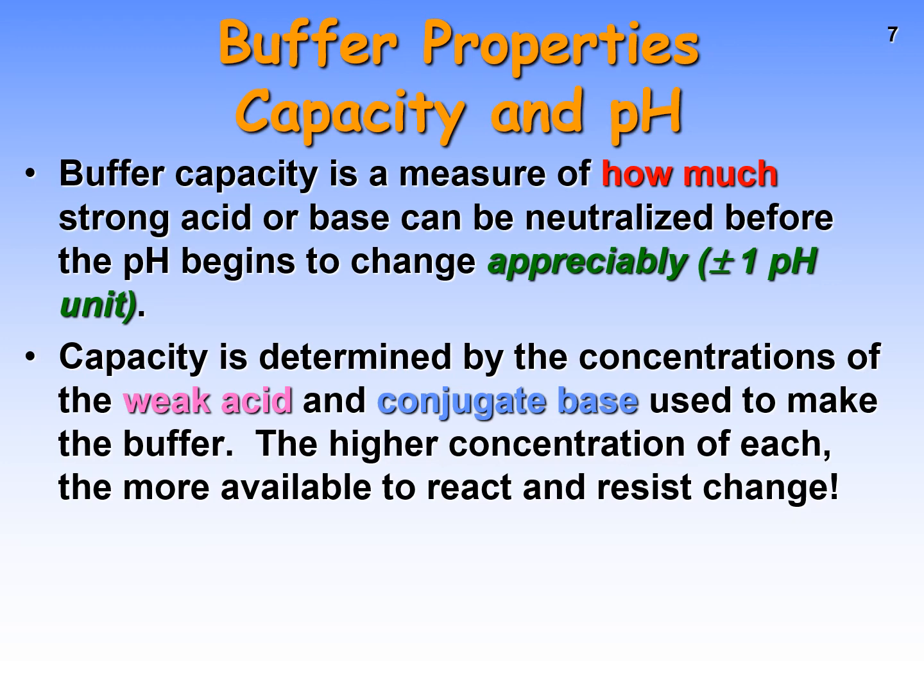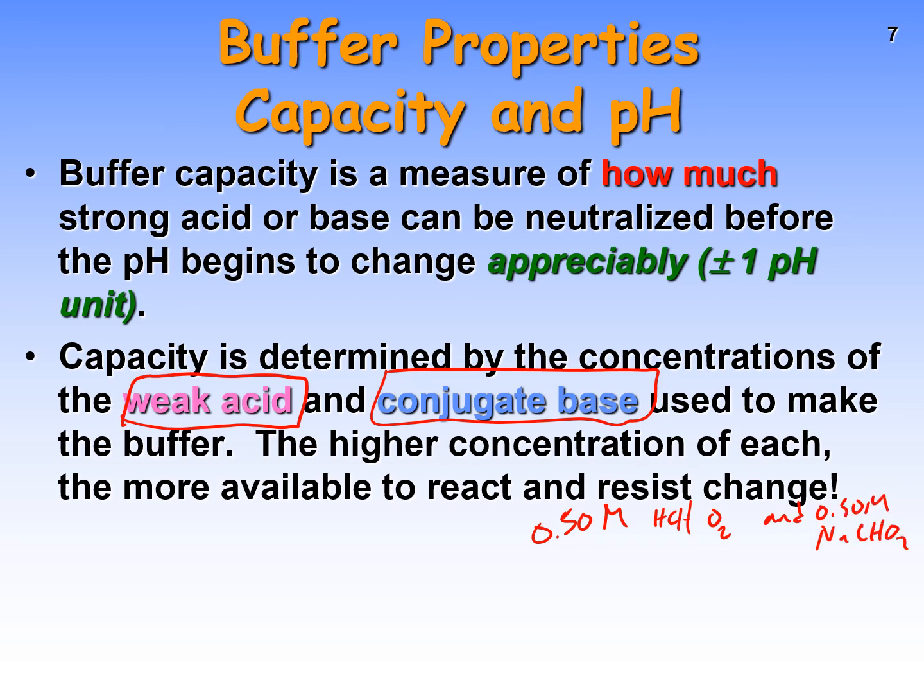The second thing is capacity is really determined by the concentrations of the weak acid and the conjugate base, right? The more, the better. In other words, if I had 0.50 molar formic acid, HCHO2, and 0.50 molar NaCHO2, this is a good buffer.